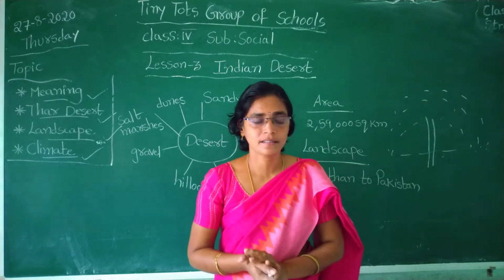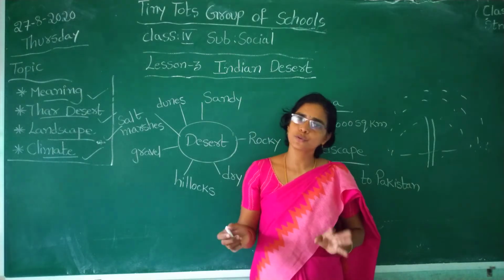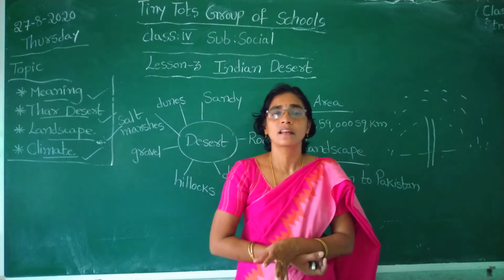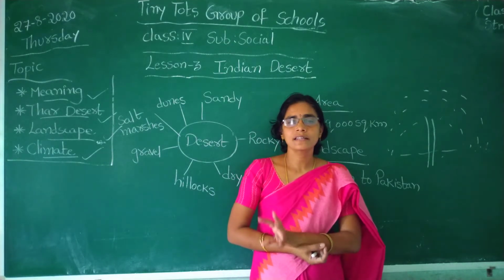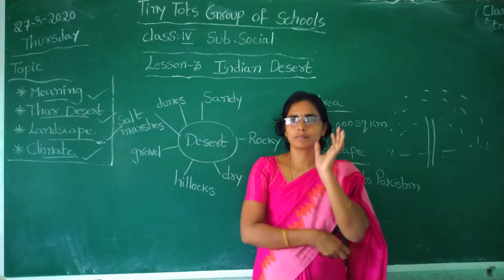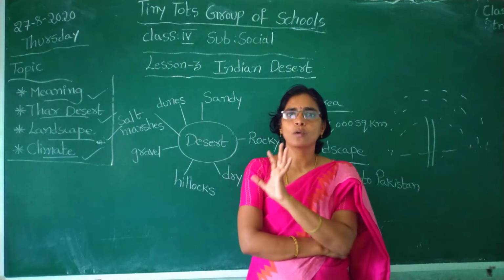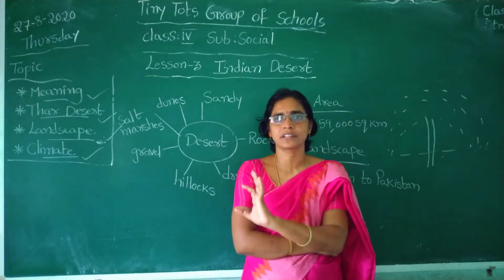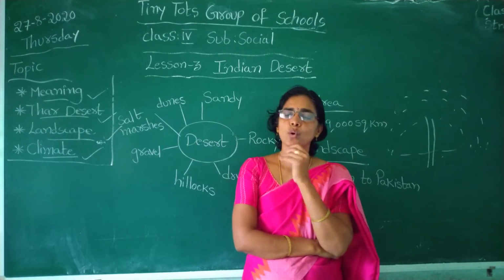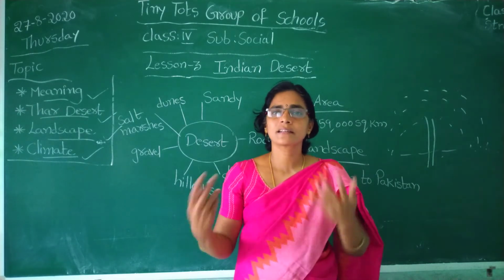And during winters, the days are warm and the nights are cold. During winter season, I am not saying about summer season. In winter season, days are warm and the nights are cold. Hot, dry climate does not allow trees to grow. There should be water, good water facilities, and the land also should be fertile. But in desert regions, the land is not fertile and there is no water. So the desert land does not allow the trees and plants to grow.